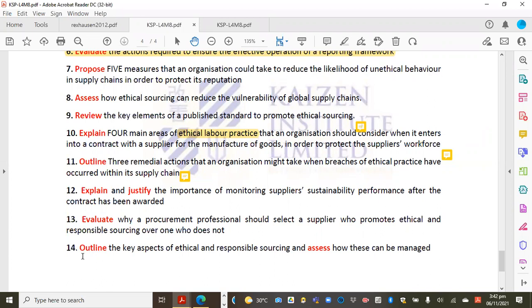Question 14, our last question. Outline the key aspects of ethical and responsible sourcing and assess how these can be managed. Outline the key aspects of ethical and responsible sourcing. We've already identified some of them: fraud, corruption, bribery, environmental aspects. Fraud and corruption.